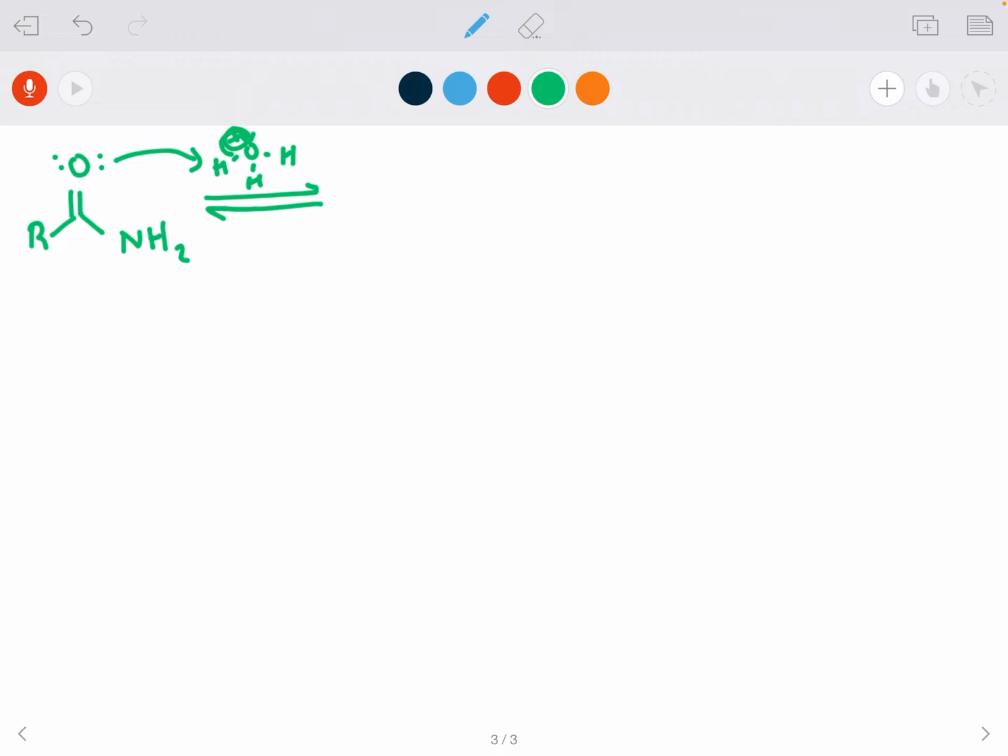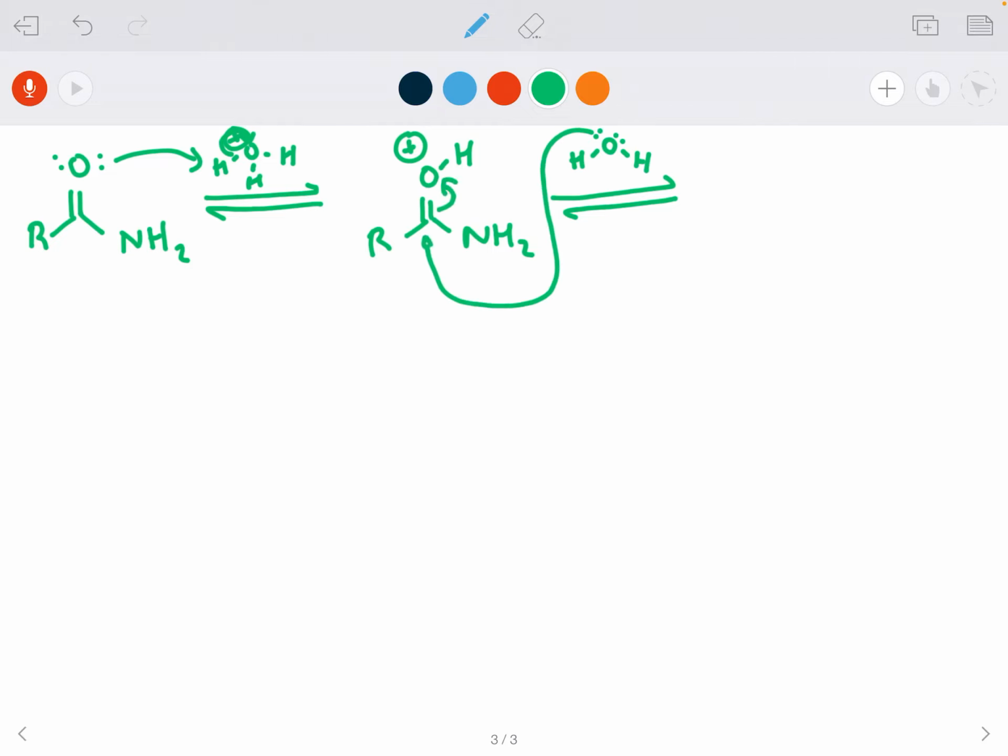Attack the hydronium, protonate. There we go. Next step is going to be the nucleophilic attack. I've made the carbonyl carbon more electrophilic by protonating the oxygen. So now the lone pair comes in. So now I'll get rid of any of the pi bonds. So now we got a quaternary center.